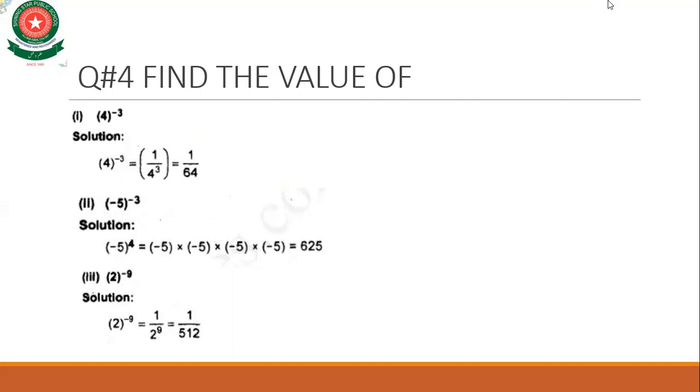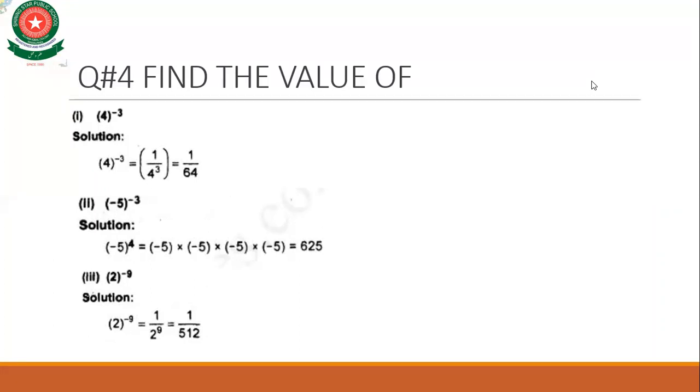Now 4 power 3 means we have to multiply 4 with itself up to 3 times. By multiplying 4 with itself up to 3 times, we will get 1 over 64. So that is the answer of 4 power minus 3. Same as part number 2, we start with minus 5.